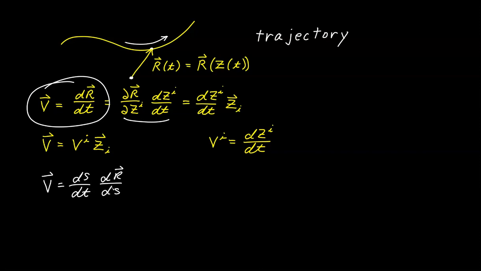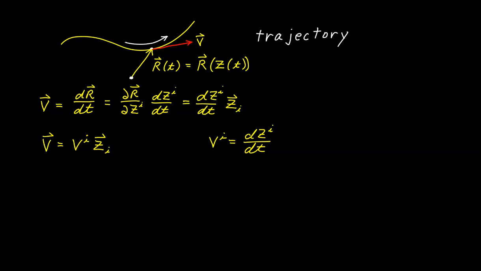Well, in video number 8, we discovered that dr/ds is just the unit tangent vector to the curve. It's equal to s hat. So this would be equal to ds/dt times s hat. Now what that tells us is that our velocity vector, as we've defined it here, is going to point in a direction that is tangent to the curve, and its magnitude is going to be equal to this factor right here. So this is what we can say, that our velocity vector is tangent to the curve at each point, and its magnitude is equal to ds/dt.